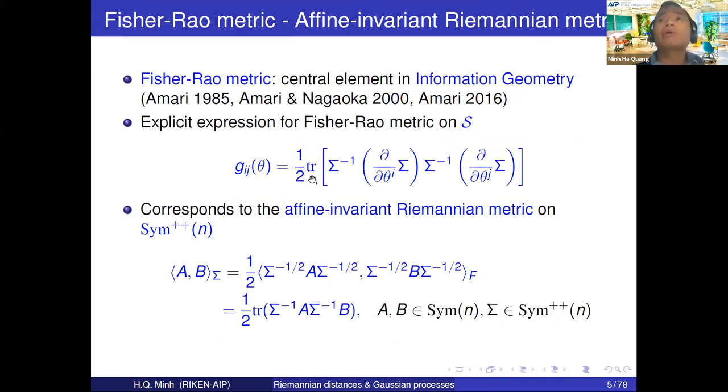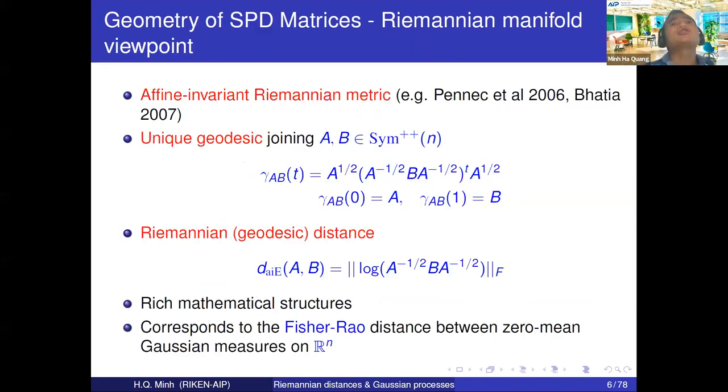Because we have the correspondence between the Gaussian density with zero mean and the symmetric positive definite matrix via the covariance matrix, we can also have the Fisher-Rao metric corresponding to something called the affine-invariant metric on the set of symmetric positive definite matrices. It's given by this formula here. With this metric, the set of SPD matrices becomes a Riemannian manifold, and many things can be done.